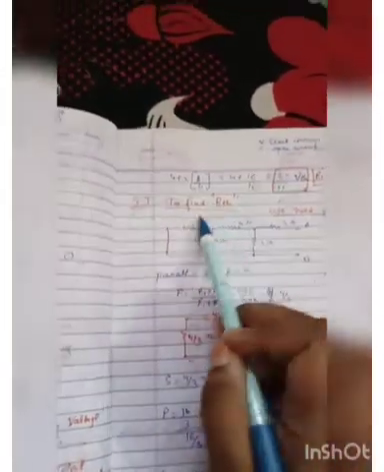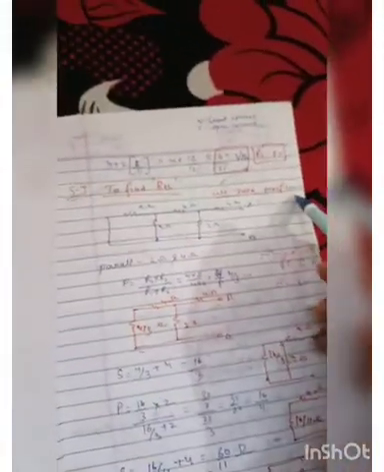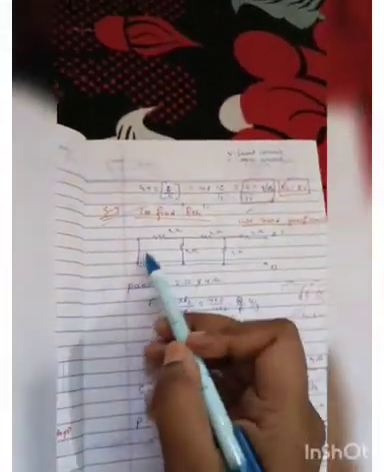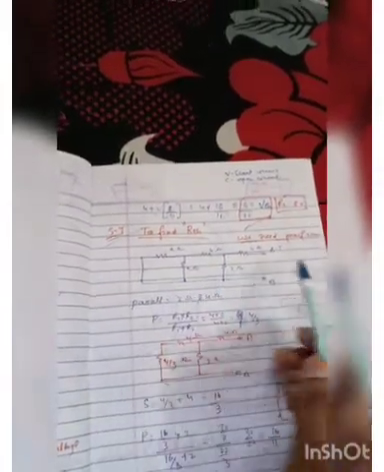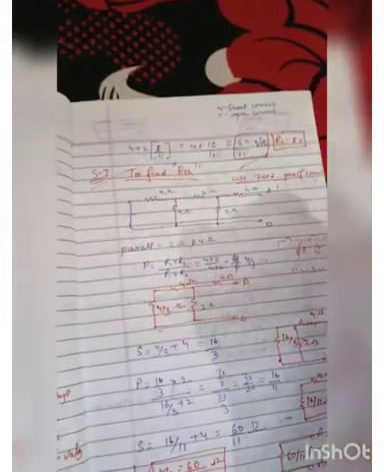Now the fourth step, step number 4, is to find RTH. For finding RTH, we need a passive circuit, which means we should remove the voltage source from the circuit. After removing the voltage source from the circuit, we get a passive circuit. Now we will find RTH from this passive circuit.